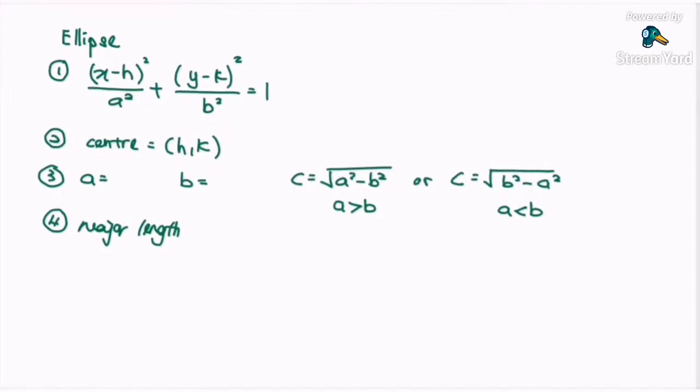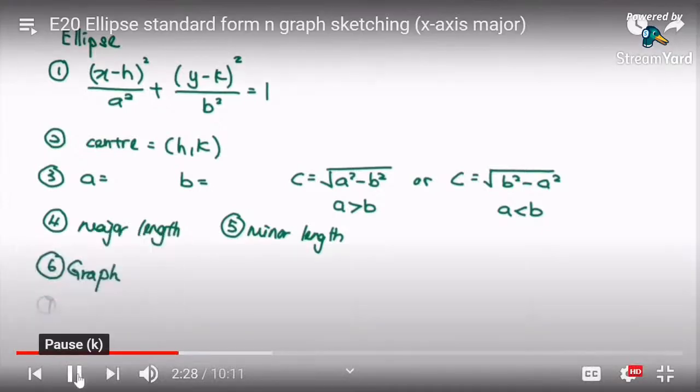So after we determine the major axis, number 5, identify the minor length and the axis. Then followed by step number 6, having the graph. Finally, state down the vertices.